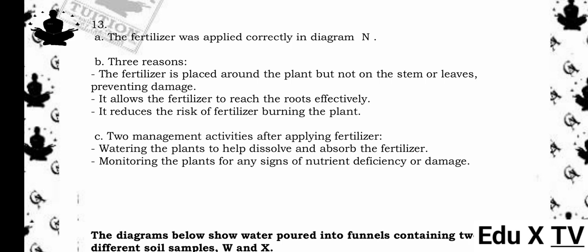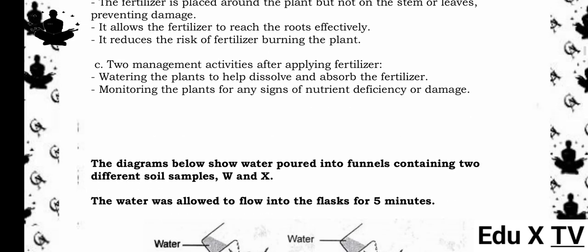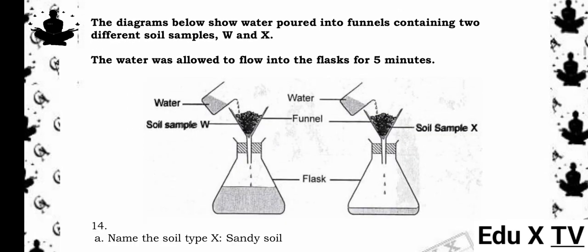C. 2 management activities after applying fertilizer. Watering the plants to help dissolve and absorb the fertilizer. Monitoring the plants for any signs of nutrient deficiency or damage. The diagrams below show water poured into funnels containing 2 different soil samples, W and X. The water was allowed to flow into the flasks for 5 minutes.